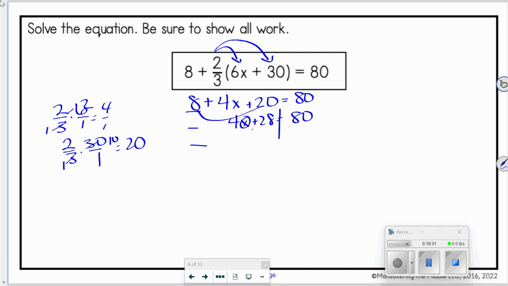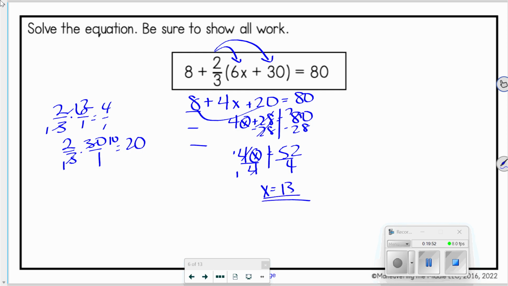The opposite of adding 28 is subtracting 28. So I'm going to subtract 28 from both sides. 4x. Need to borrow. Gives me 52. Here's my x. Now I'm going to divide. Opposite of multiplying by 4 is dividing by 4. These go away. X equals 13.